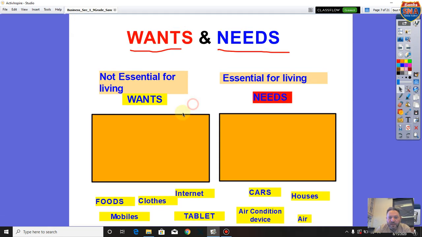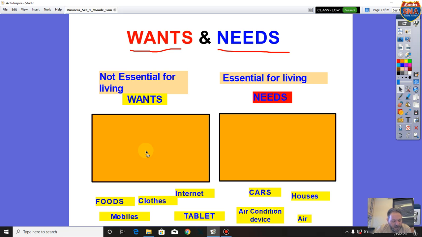Okay. So let's start with essential for living needs. It's like food, air, houses. What are the wants? It's like internet, tablet, mobiles. So this is the difference between needs and wants.